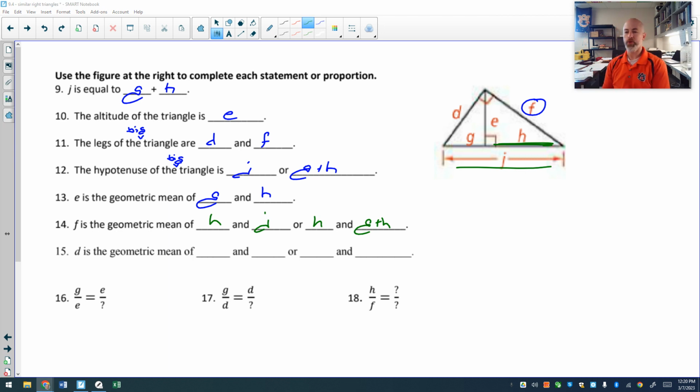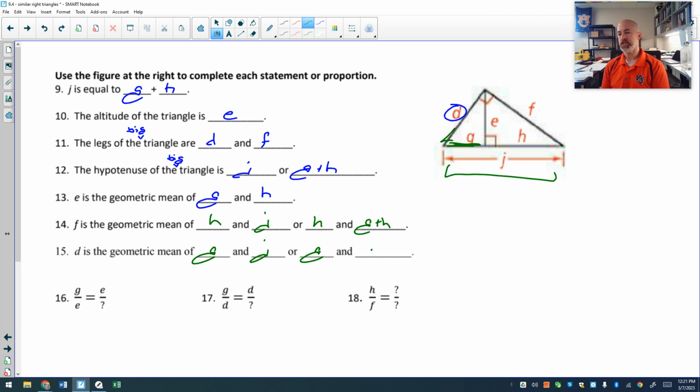Okay, moving on to D. Now I'm over here looking, where's my eraser? There he is. Now I'm over here looking at D. D, that's the leg, and the leg of the big triangle is the geometric mean of the piece of the hypotenuse that touches it. And so we're looking at G and the entire hypotenuse, which is J, or once again, we could say G, and we know that J is G plus H.